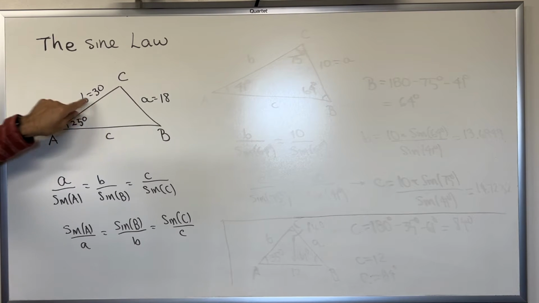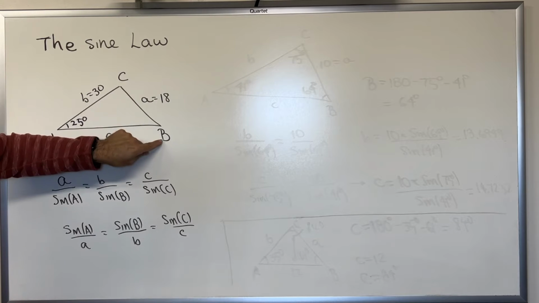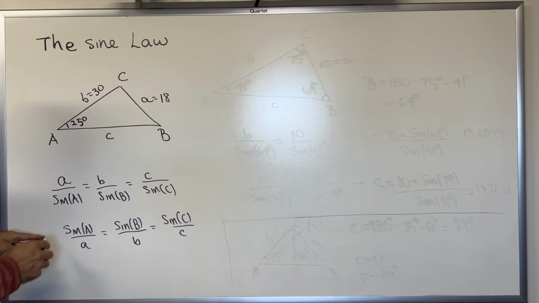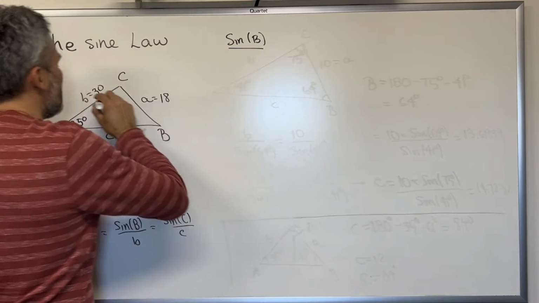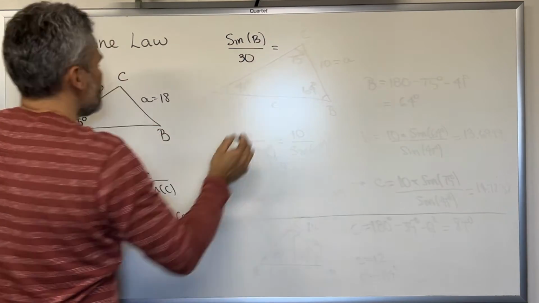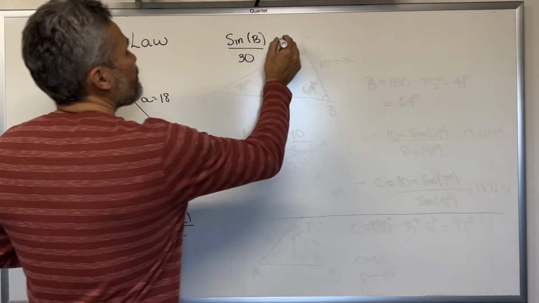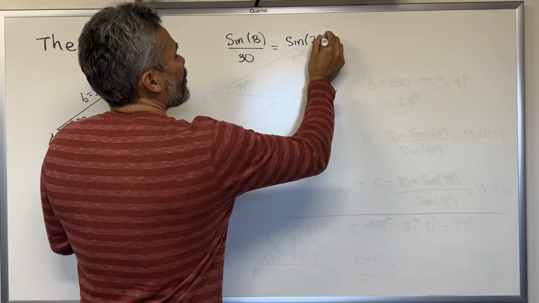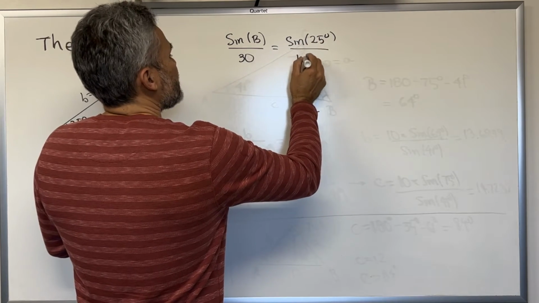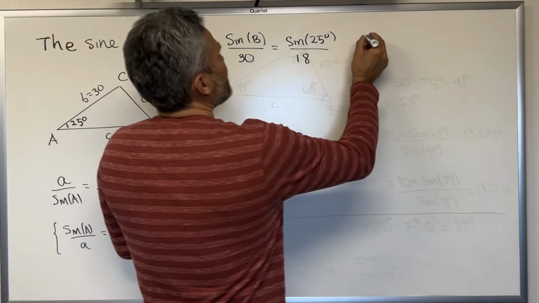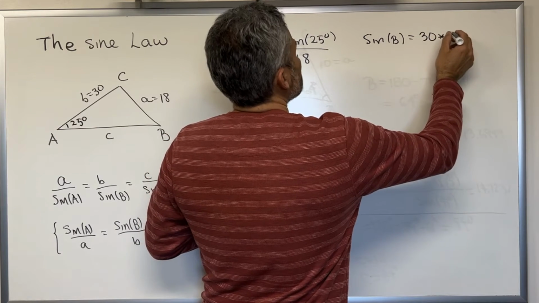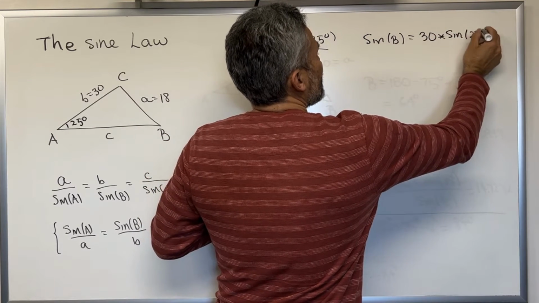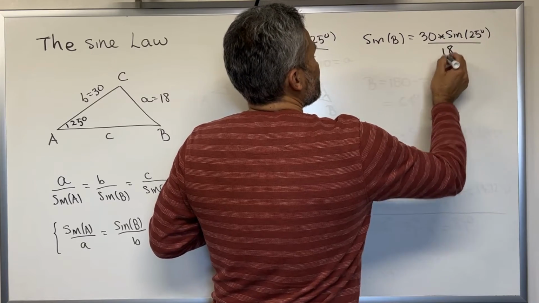We need to find at least another angle. When we want to complete this as a pair, then we want to compute angle B. Since we want to find an angle, we will use this version of the sine law. Then we write sine of B, which I don't know, over B, that is 30, equal to the pair that I know, sine of 25 degrees over 18. And from here, we get that sine of B must be 30 times sine of 25 degrees over 18.